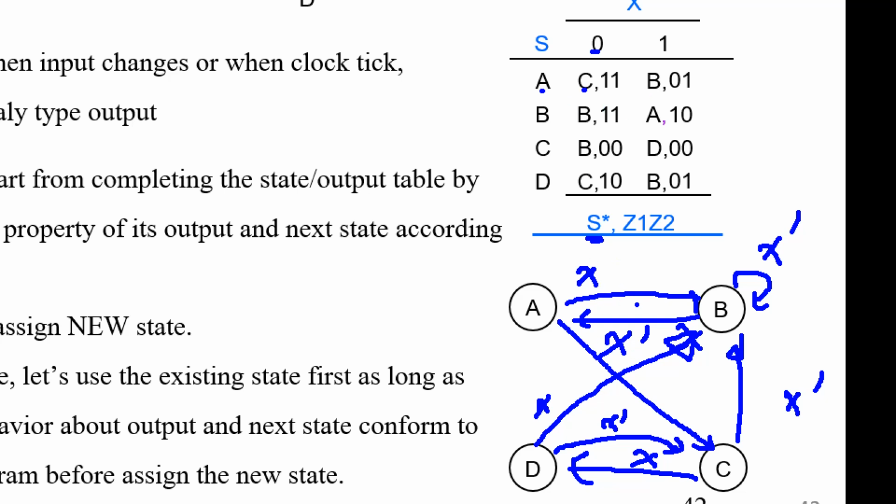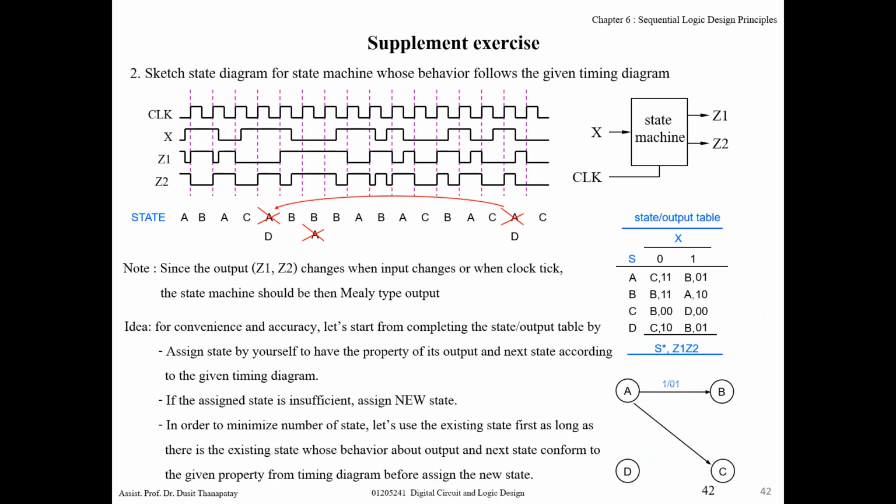when X is 0, output is 1, 1, something like this. Sorry, to make it clear, this one, right? 1, 1. And when X is 1, output is 0, 1. Okay, something like this. So you can complete it like this.